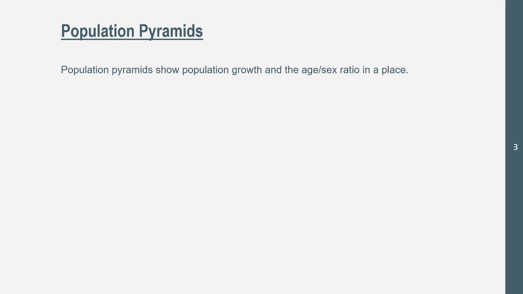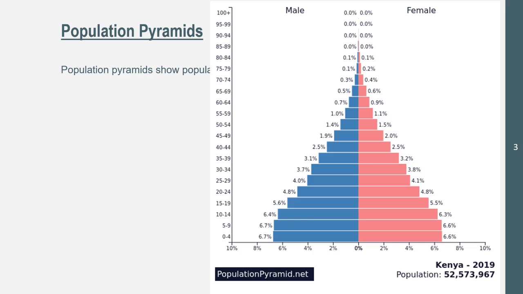Now let's get into population pyramids. They show population growth and the age-sex ratio in a place, not necessarily just a country. This could be for a local scale analysis or for the whole world. So here's what a population pyramid looks like. This one does look like a pyramid. There are some that don't even look like a pyramid. They are upside down. They may look like a skyscraper. It just depends on the location.